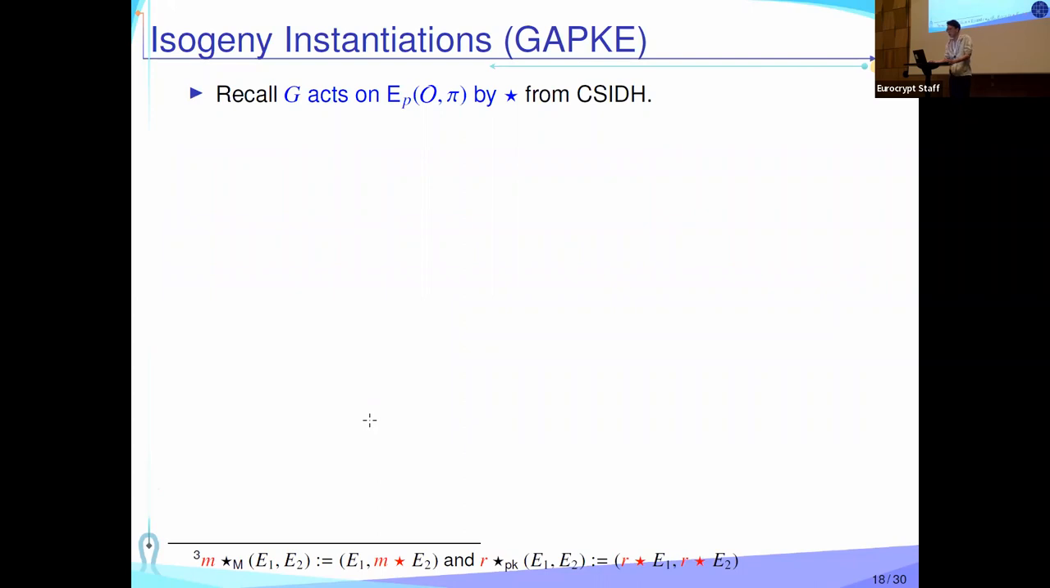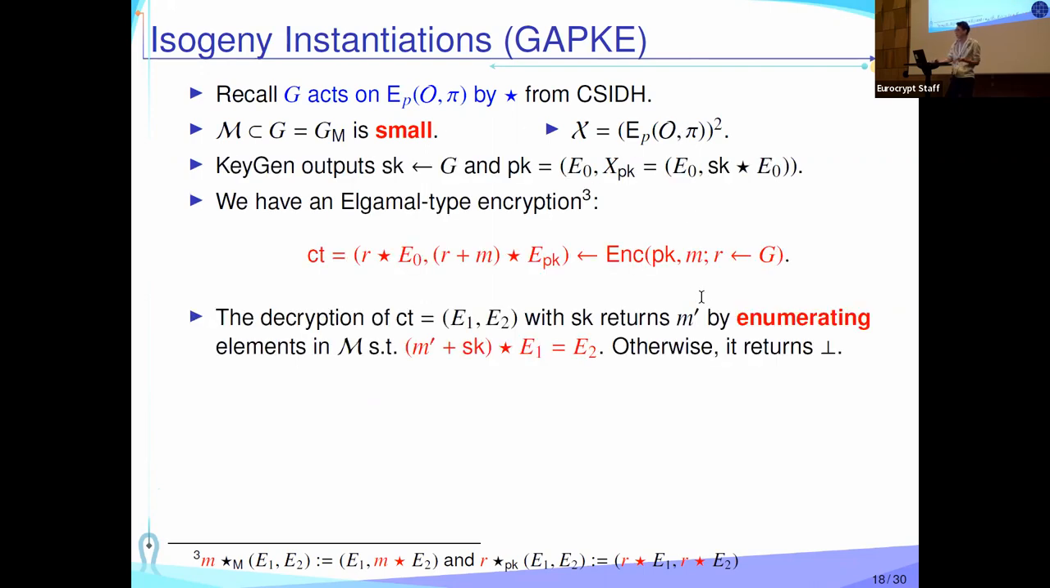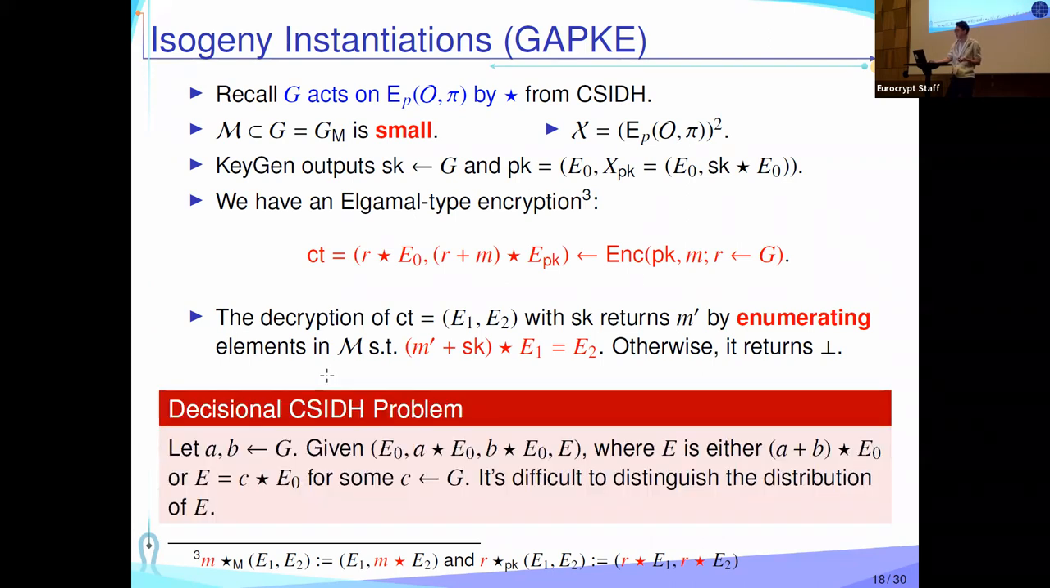For example, we also construct this so-called GA PKE instantiation from isogeny by using CSI again. And remark that we require the message space to be small, like polynomial in lambda. This is because we have to decrypt. We decrypt by enumerating elements in the message space. Otherwise, if no such message is found, it returns perp. And this PKE is IND-CPA based on the decisional CSI problem.